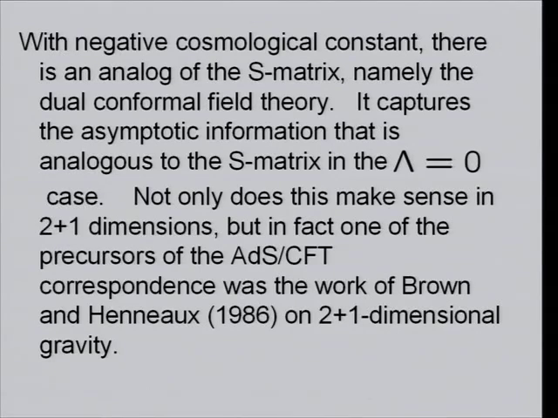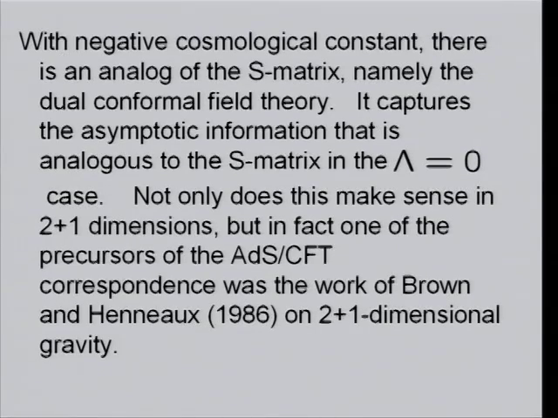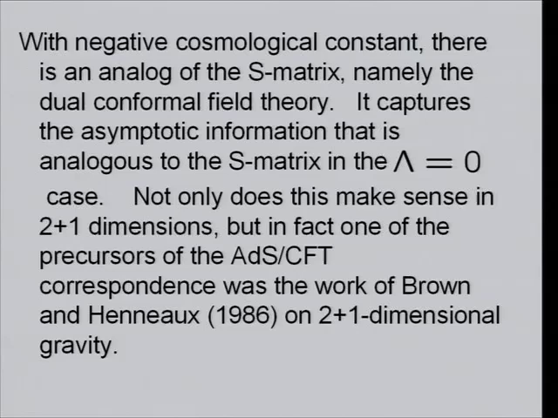But with negative cosmological constant, we know exactly what we want to do. We want to describe the dual conformal field theory. It captures the asymptotic information analogous to the S matrix when lambda is zero, but it's much, much richer than the S matrix. The S matrix is a kind of poor cousin. Not only does the dual conformal field theory make sense in 2 + 1 dimensions, but 2 + 1 dimensions is the case for some of the richest known examples. And one of the precursors of the AdS-CFT correspondence was the work of Brown and Henneaux on 2 + 1 dimensional gravity.